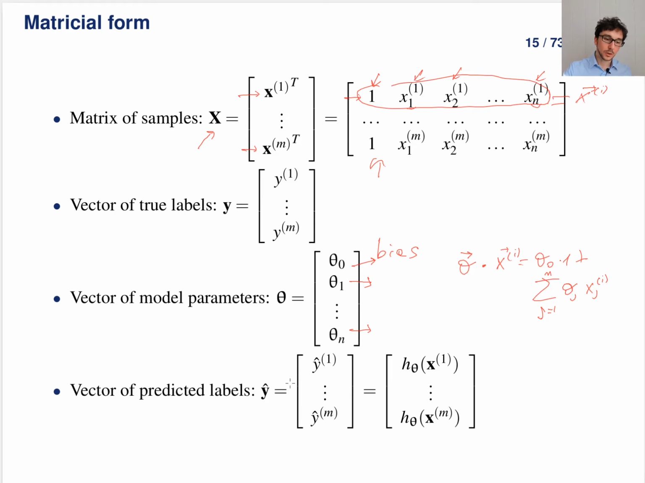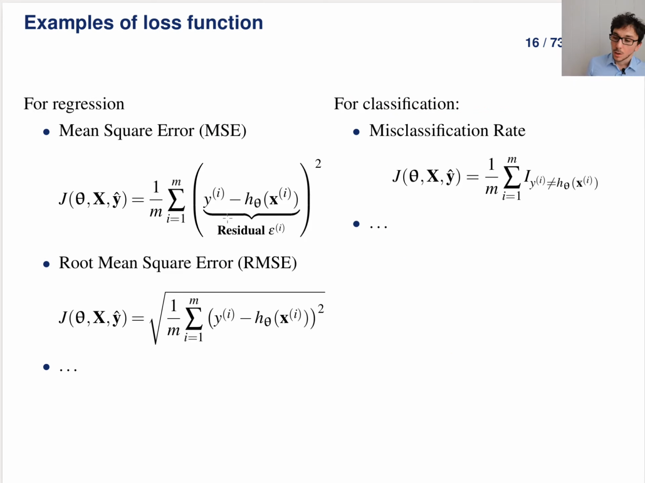And finally, we have the vector of predicted labels, this one, which is actually the result of our model for each element of the dataset. Okay, and so we indicate the fact that it's an approximation of the true labels by using this hat symbol. So if you want to understand the quality of your model, you just compare this vector with the vector of the true labels. When I say compare, it means you compute a function that we've already encountered called loss function.